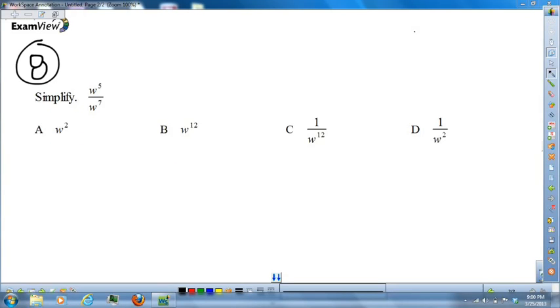For number 8, since it's division, we're going to go ahead and subtract the exponents, and there's more on the bottom. So that means 7 subtract 5 is 2. So that's going to stay on the bottom. And on top, I have an invisible 1.